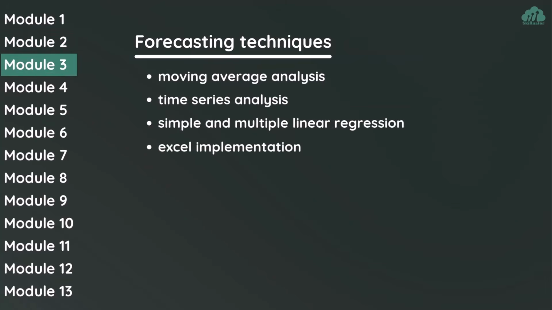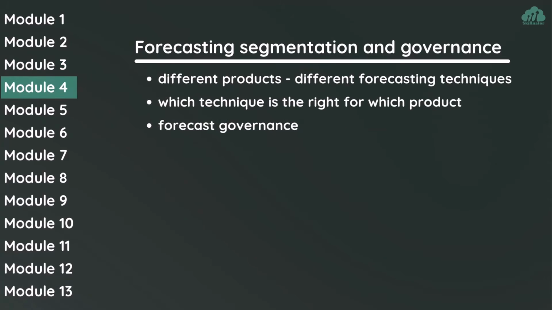Next, we'll move into forecasting itself. In Module 3, we will explore some commonly used forecasting techniques. We'll look into moving average analysis, time series forecasting, and simple and multiple linear regression. Along with the concepts, we will also learn how to implement these techniques in Microsoft Excel. Then in Module 4, Forecast Segmentation and Governance, we'll take it a step further by understanding why different products require different forecasting approaches and how to apply the right technique based on the business context. We will also cover forecast governance and understand how forecasting is typically managed in organizations.